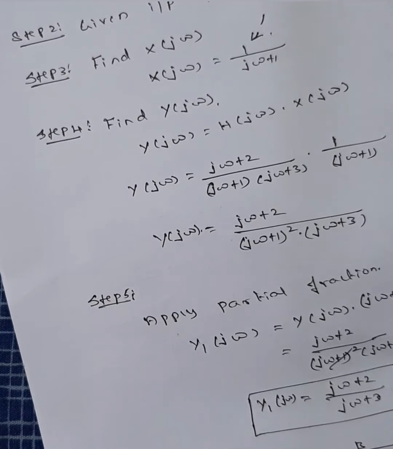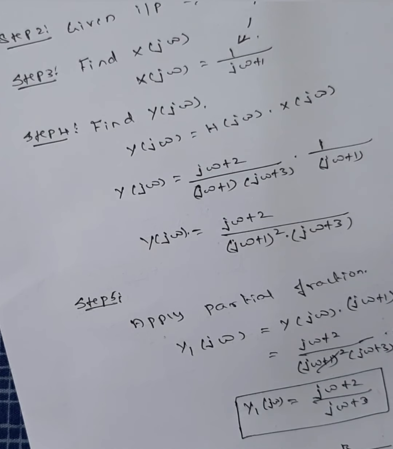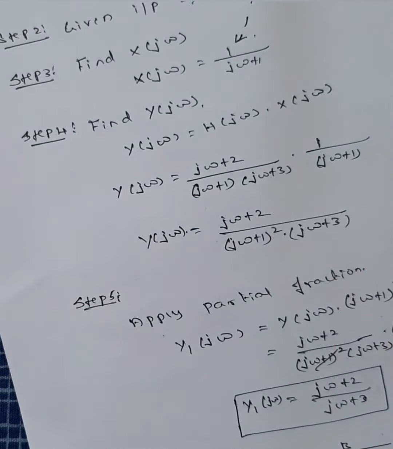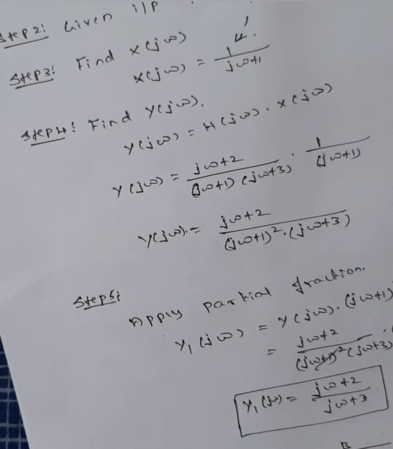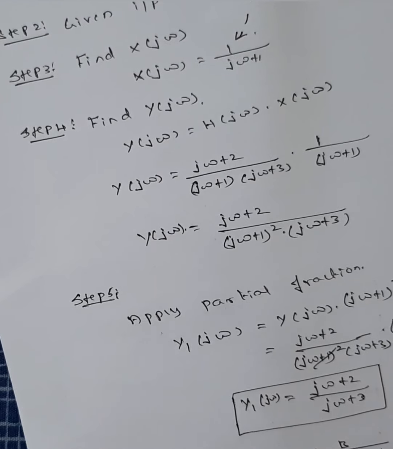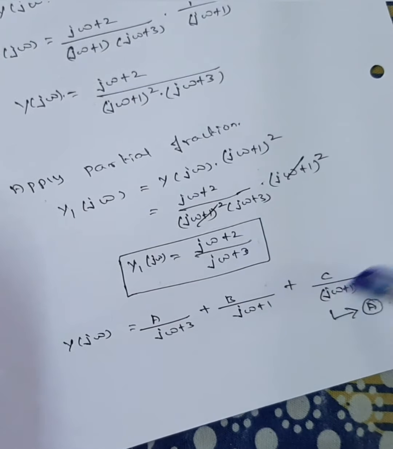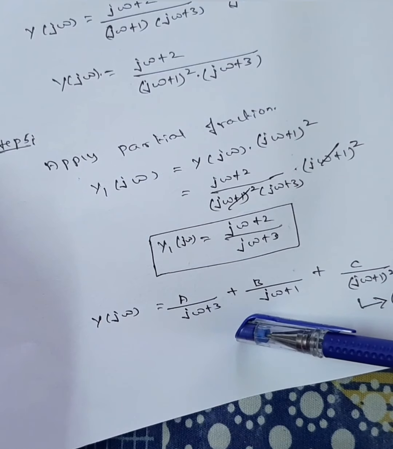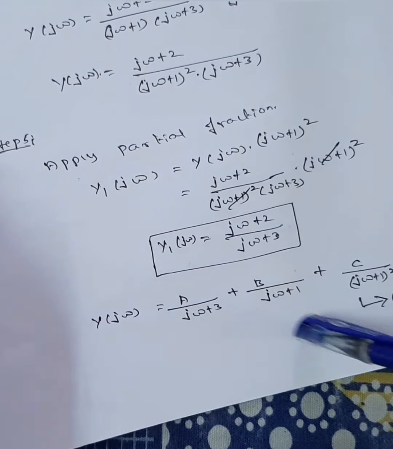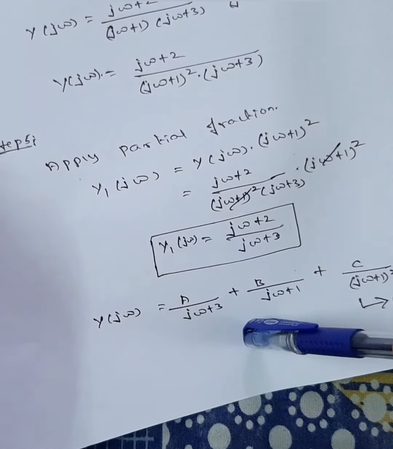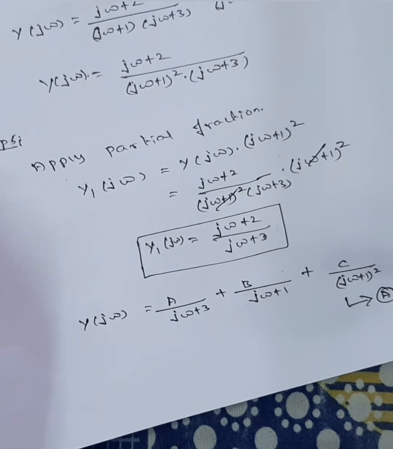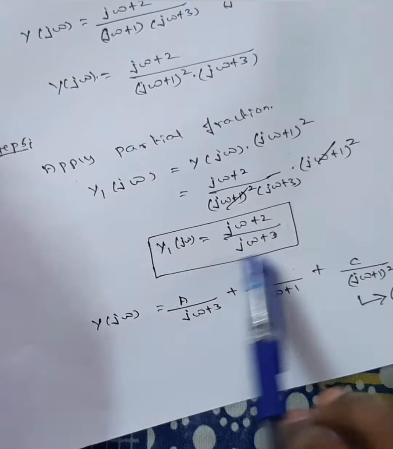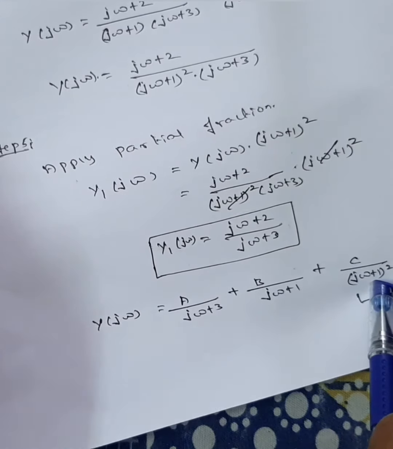You want to apply the partial fraction. Here the denominator is in the form (jω+1) the whole square. In the simple method, we can easily apply A by first term, B by second term, C by third term. So here, if you apply the partial fraction, what did you get? A by (jω+3), B by (jω+1) and C by (jω+1) the whole square. By applying this you want to find the values of A, B and C.